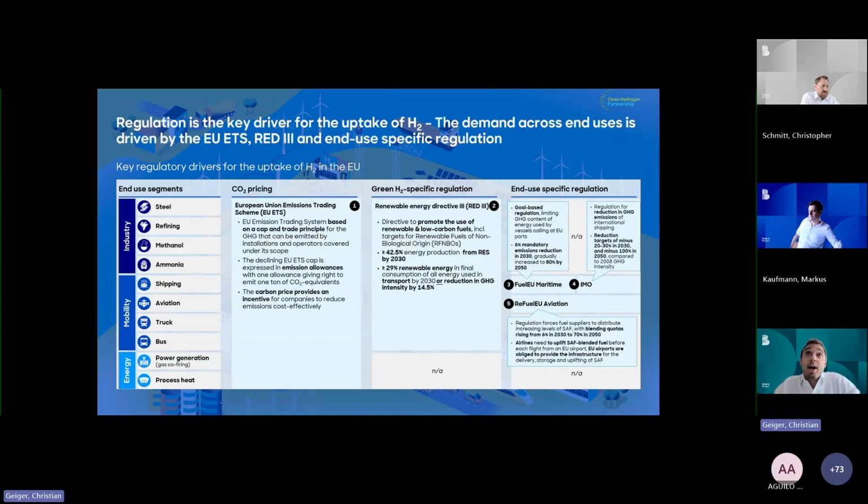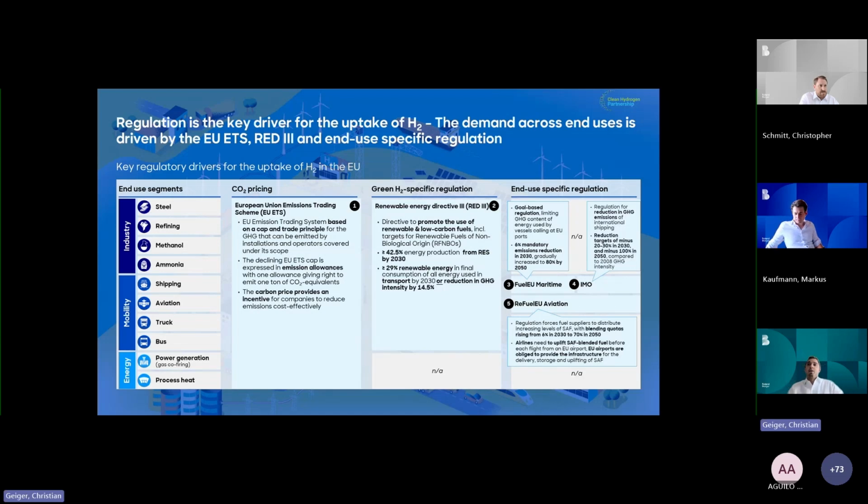Then secondly, we have regulations centered around green H2 specific quotas, most notably the RED III. If we look at the end-use segments here on the left-hand side of the slide, this one is really focusing on industrial and mobility use cases as it stands. So here we have a very strong regulatory driver, really targeted at the uptake and promoting the competitiveness of green H2 in the market.